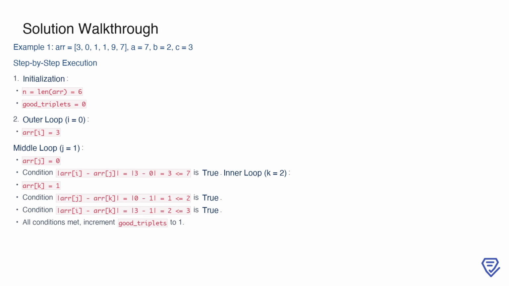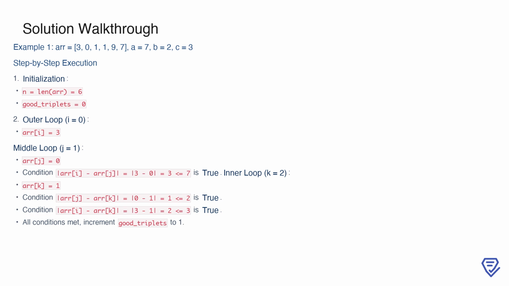To solve the problem, we start by initializing 2 variables. First, we calculate the length of the array, which is 6 in this example, and assign it to n. Then, we initialize good_triplets to 0, which will store our final count of valid triplets. We begin with the outer loop, where i is set to 0, representing the first element of our triplet. The value of arr[i] is 3. Moving into the middle loop, j is set to 1, representing the second element, and arr[j] is 0.